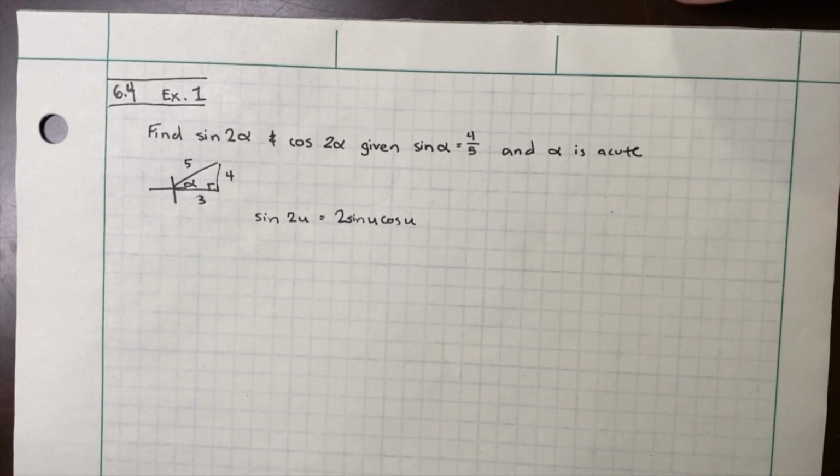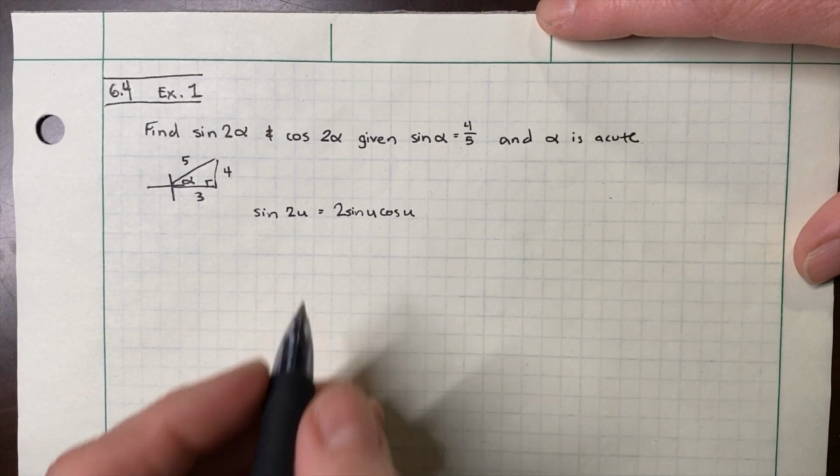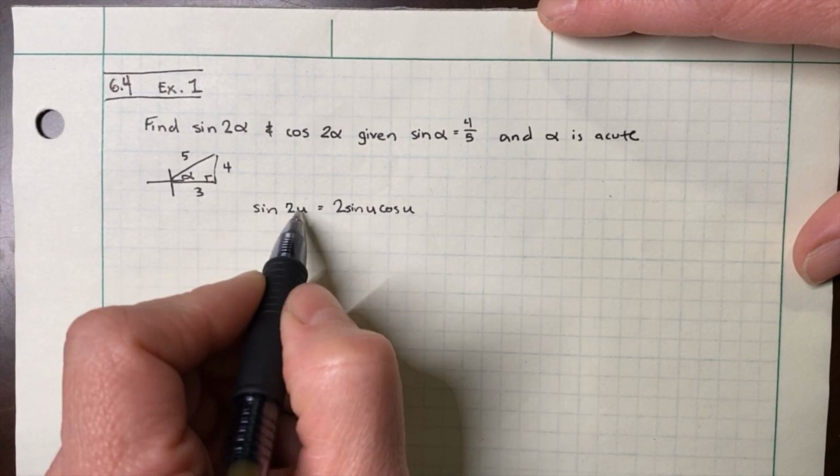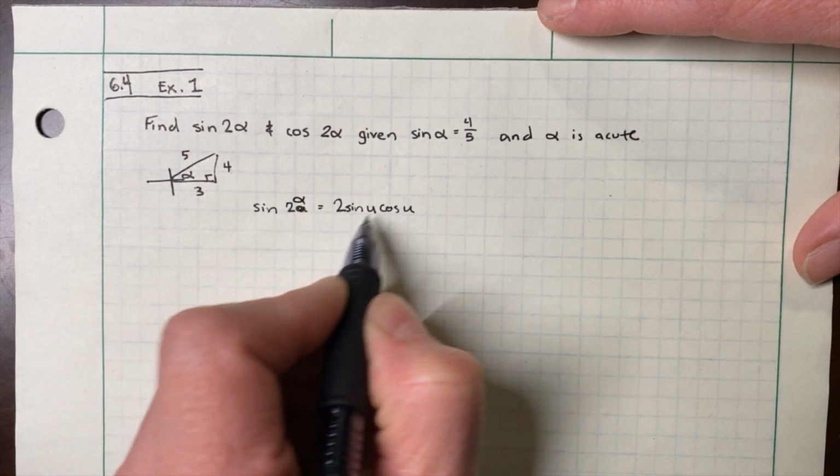But after I knock the camera over. All right, so sine of 2u. I'm using u's here because these are straight off my paper. On my example, these are alphas.